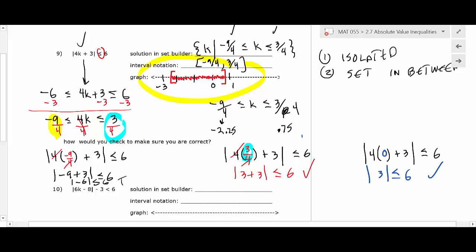So every number in between in that graphed interval would work. Every number outside of that would not work. Does that make any sense, what I'm trying to show you? You can take the endpoints and plug them in, and if they work, you're good. And then maybe just take one number in the middle and make sure it works. Then you got it.